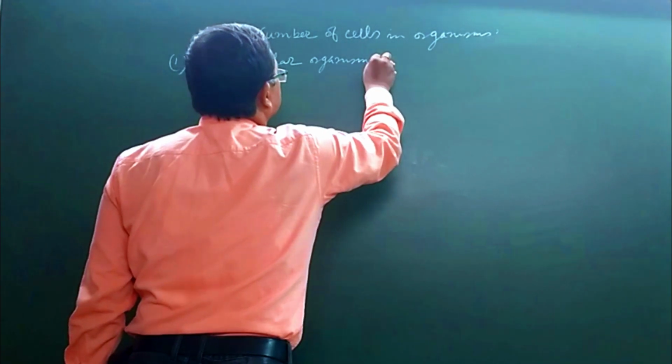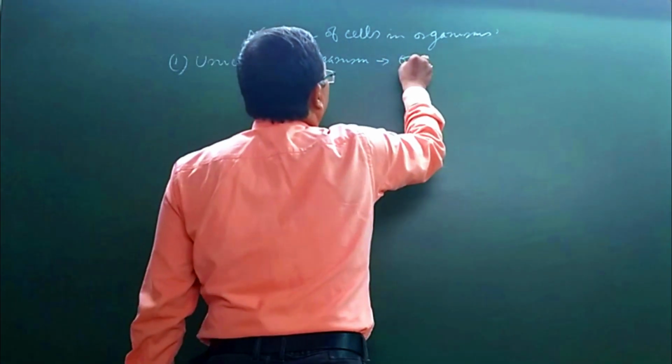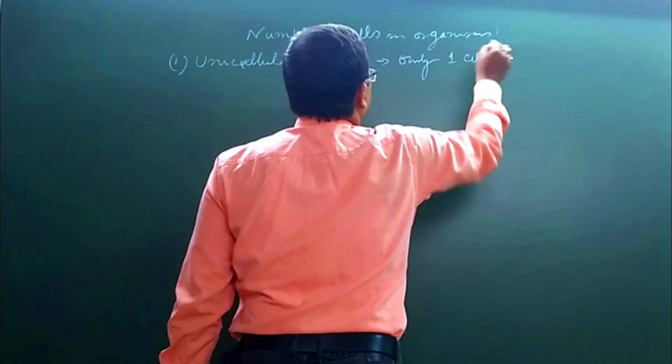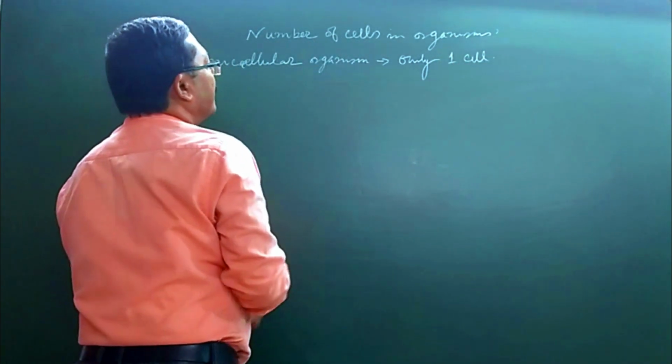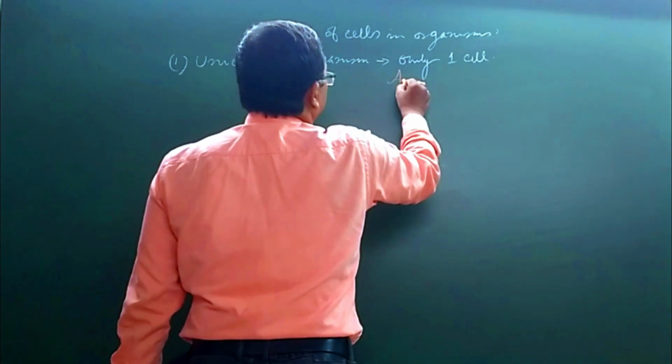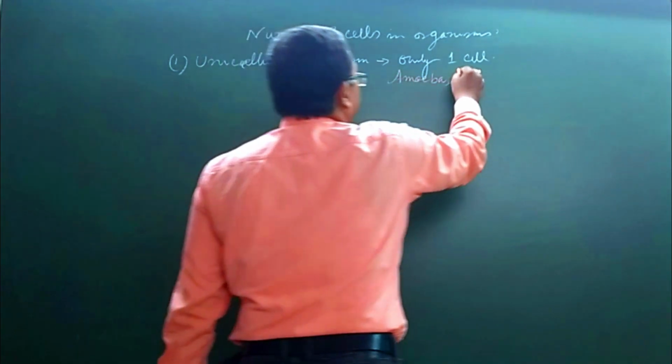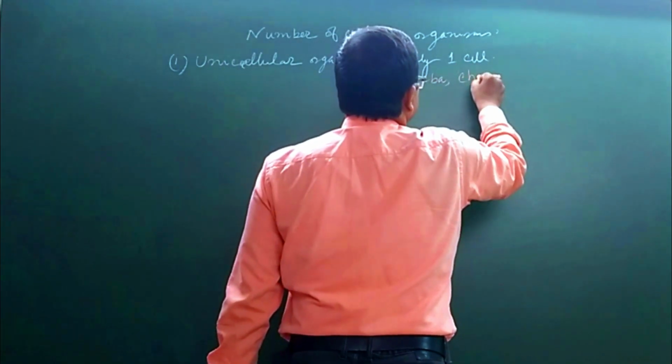Unicellular organism means containing only one cell. Those are found in, for example, amoeba, Chlamydomonas.